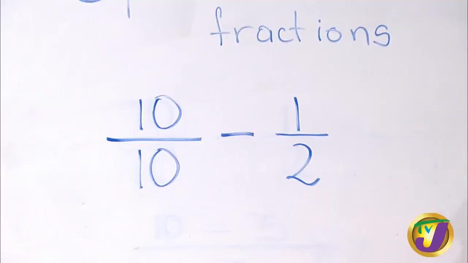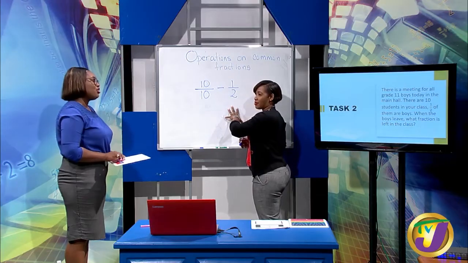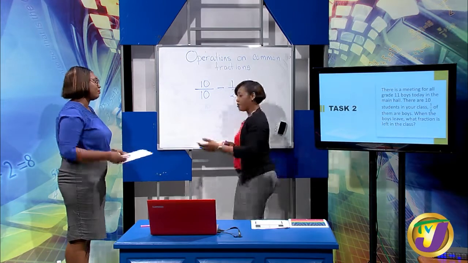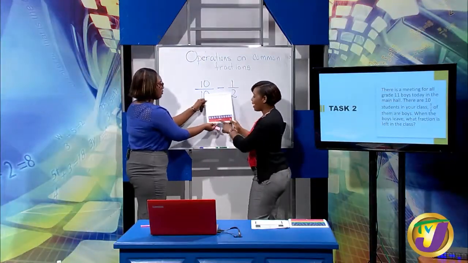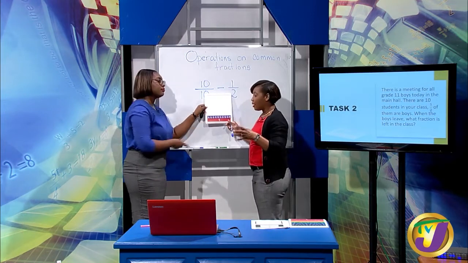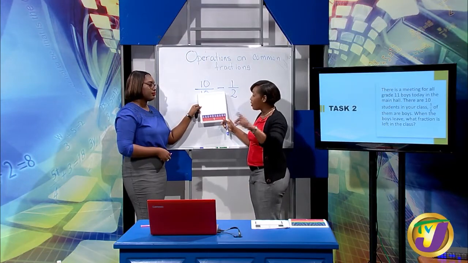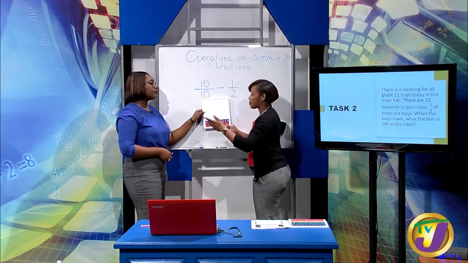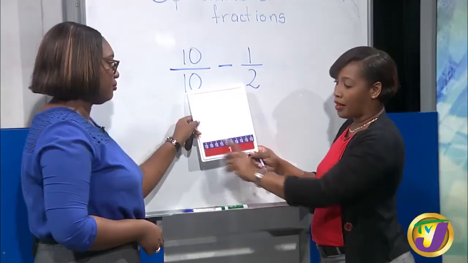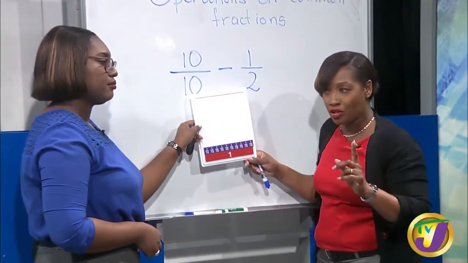Now, can I subtract this half as is? No. All right, let's look at what we need to do. So when we have a whole, remember what we said, a fraction is an equal part of a whole. That whole can be one thing or it can be a group of things. So we have our whole and we've divided the whole into 10 equal parts. Each part is a student.